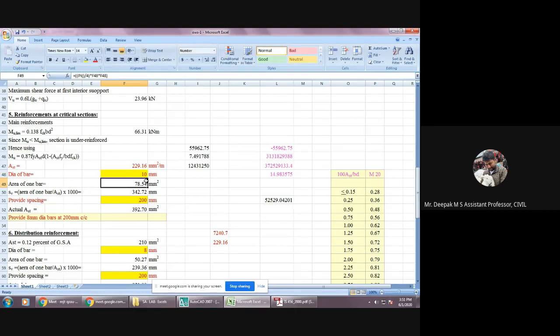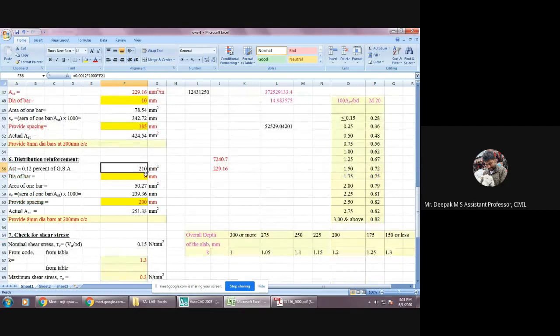Right, now the diameter of the bar I'm changing to 10 mm. That's all I'm doing. So the area of one bar is given. What is the spacing required is given. I'm just changing the spacing to 185 mm. Right, the provided Ast changes, and you can see the percentage distribution reinforcement required is 210 mm square. So I'm changing this. This can be 8 mm or we can apply 10 mm. You can check here. I'm applying 200 mm spacing.